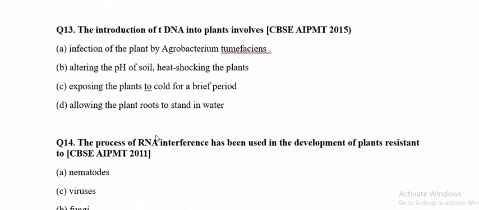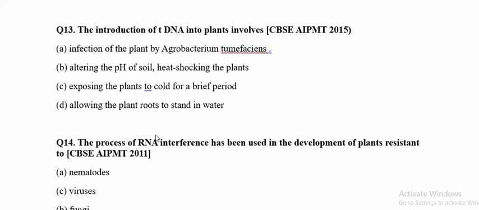Here in question number 13, the introduction of tDNA into plant genome. The introduction of tDNA into plant involves which of the following options? Option A, infection of plant by Agrobacterium tumefaciens. Option B, altering the pH of soil. Option C, heat shocking the plant, or exposing the plant to cold for a brief period. Option D, allowing the plant roots to stand in water.